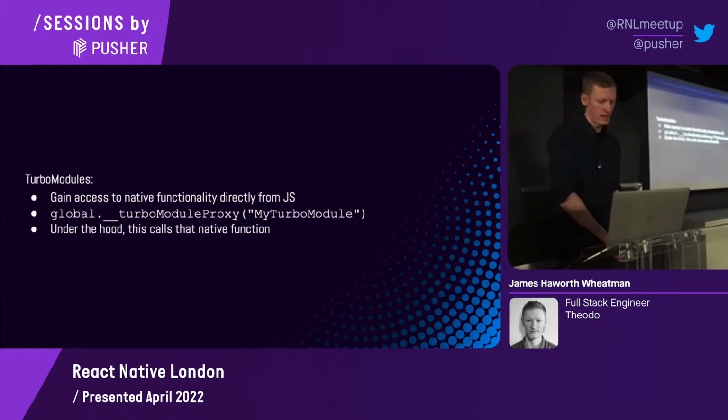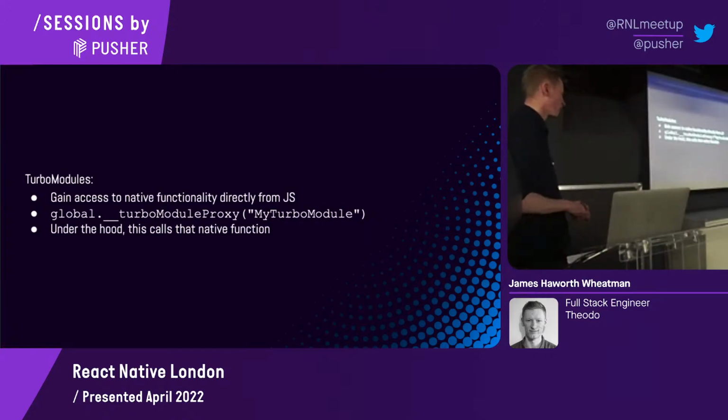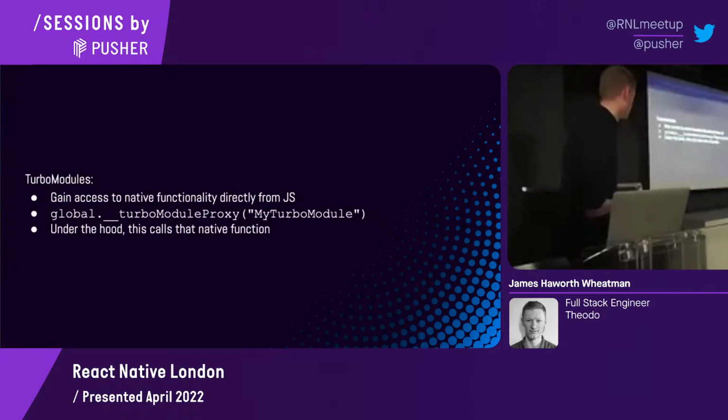it allows you to gain access to native functionality directly from JavaScript, because through the JSI, my JavaScript can actually call native code synchronously. What this will look like is you'll have a turbo module proxy at the global level, and you'll be able to pick out your specific module and then just import that in JavaScript as normal. And under the hood, it's calling a native function.